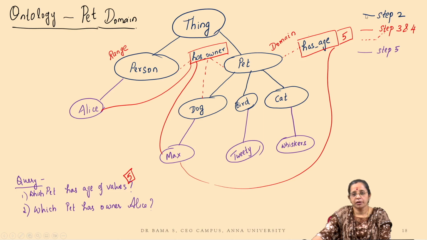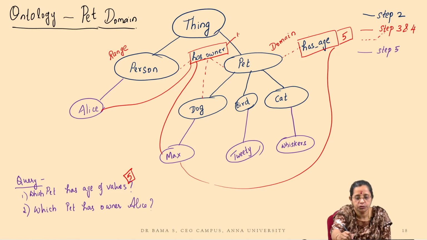This is step 3, mentioning the core components of it. And in step 3, we are giving the relations or the properties. Here I have mentioned 2 properties. The first one is has owner, which is the object property. Object property, if you remember, is going to be with respect to 2 classes. The 2 classes are the pet and the person. Pet has owner person. The pet is going to be the domain and person is going to be the range. So, has owner is actually the object property.